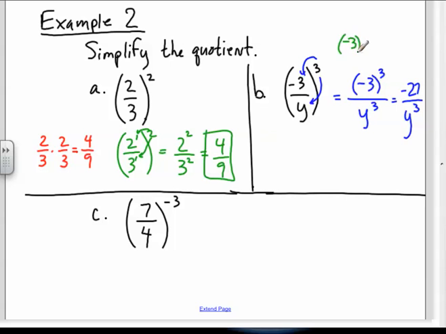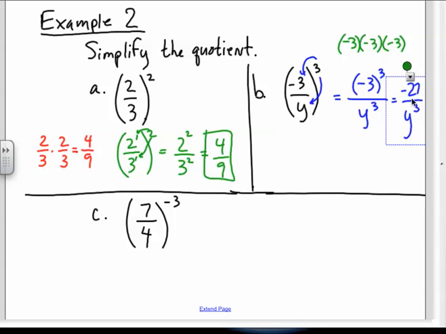It's -3 times -3 times -3, isn't it? Right? And since I have an odd number of negatives, negative times negative times negative, that's going to leave me an answer that's negative. And 3 times 3 times 3 is 27. Beautiful. Man, I love the way this board works.